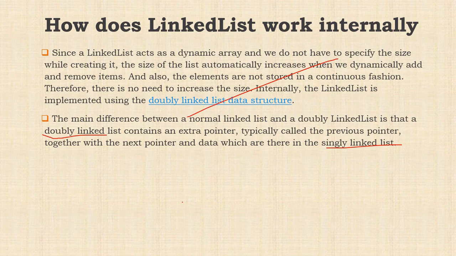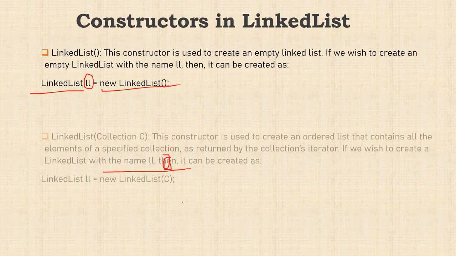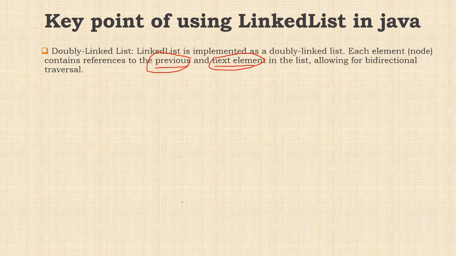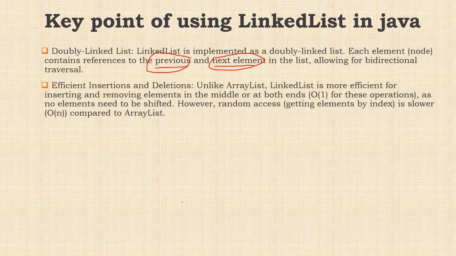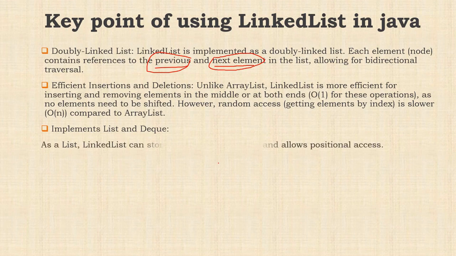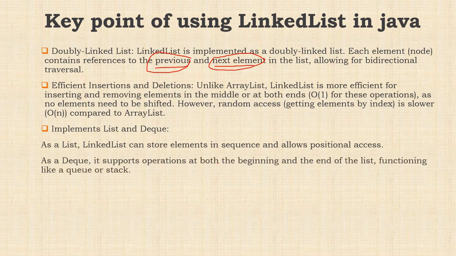So let's go again to our topic. Next, efficient insertion deletion, just now we have seen. Implements list and dequeue. So linked list implements both the interfaces, which are list and dequeue. As a list, linked list can store elements in sequence and allow positional access, and as a dequeue it supports operations at both the beginning and the end of the list, functioning like a queue or a stack. So it works like list and dequeue.